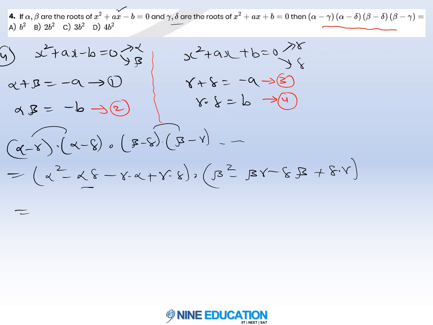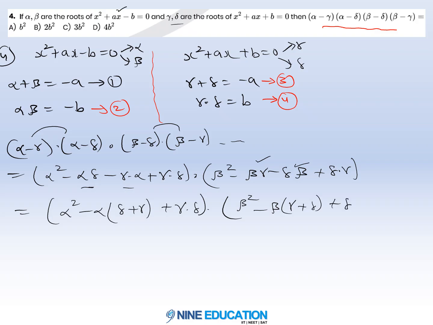Now here we can take minus alpha common. So alpha square, taking minus alpha common, it will be delta plus gamma, plus here gamma into delta. In the same way, we can take minus beta common here. Beta square, taking minus beta common, it will be gamma plus delta, again plus gamma into delta.